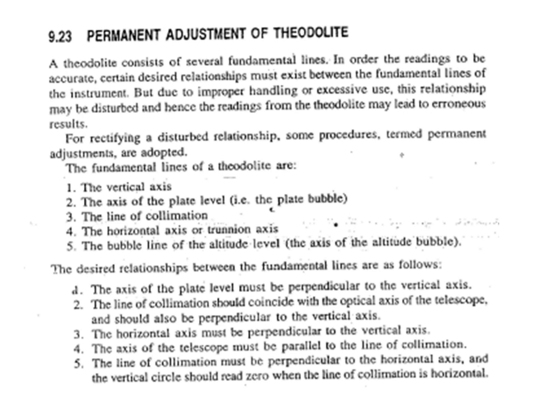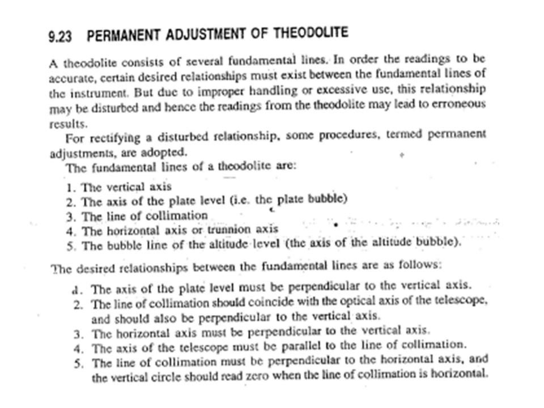The desired relationships between the fundamental lines are given below. First, the axis of plate level must be perpendicular to the vertical axis. Second, the line of collimation should coincide with the optical axis of the telescope and should also be perpendicular to the vertical axis. Third, the horizontal axis must be perpendicular to the vertical axis. The axis of the telescope must be parallel to the line of collimation. The line of collimation must be perpendicular to the horizontal axis, and the vertical circle should read 0 when the line of collimation is horizontal.